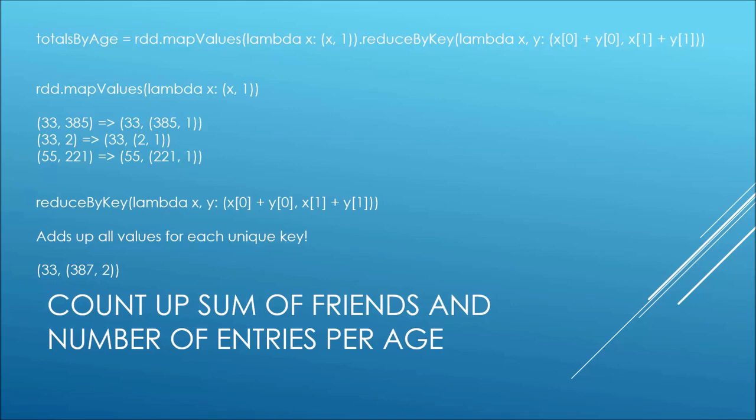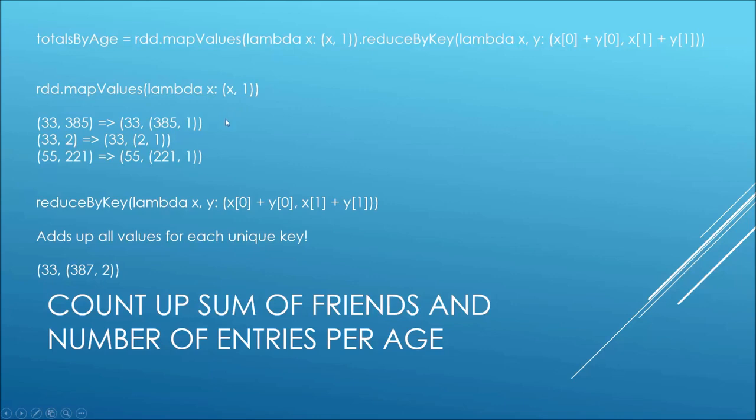Okay, so later on, if we sum up all of these pairs of information, we will get the total number of friends for that age and the total number of times that age occurred once we look at the totals for a given age. So that's kind of our strategy here. Build up a running total of how many times 33-year-olds were seen and the total number of friends that they had.